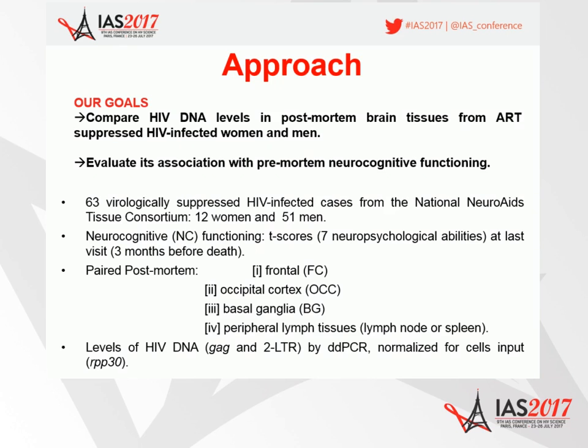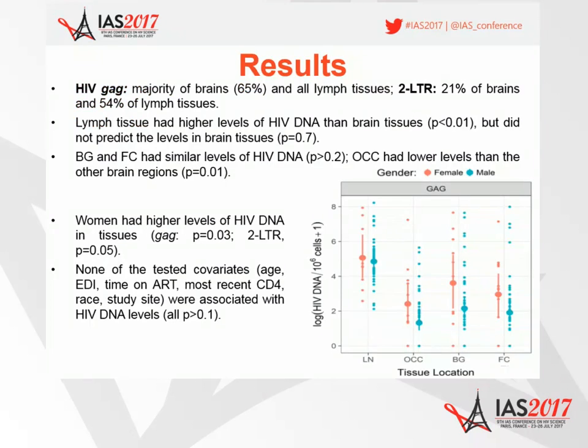And then we sampled the frontal lobe, the occipital cortex, the basal ganglia, and the peripheral lymph tissues, and then did the HIV DNA levels there. We measured HIV DNA levels off of GAG and 2 LTR, and then we normalized those to the cellular input.